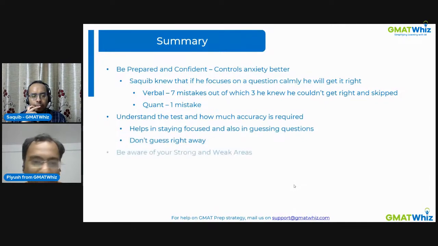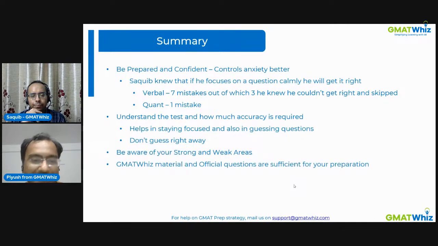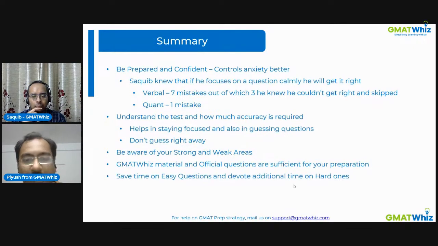Don't guess questions right away, and be aware of your strong and weak areas. GMATWhiz material and official questions are sufficient for your work. You don't need to do LSAT passages. You don't need to do overly complex passages. It is more about using the questions smartly. Obviously, if you have not used this material smartly, you might have to refer to something else, which we also recommend, but right now you don't have to. And save time on easy questions and devote additional time to hard ones.